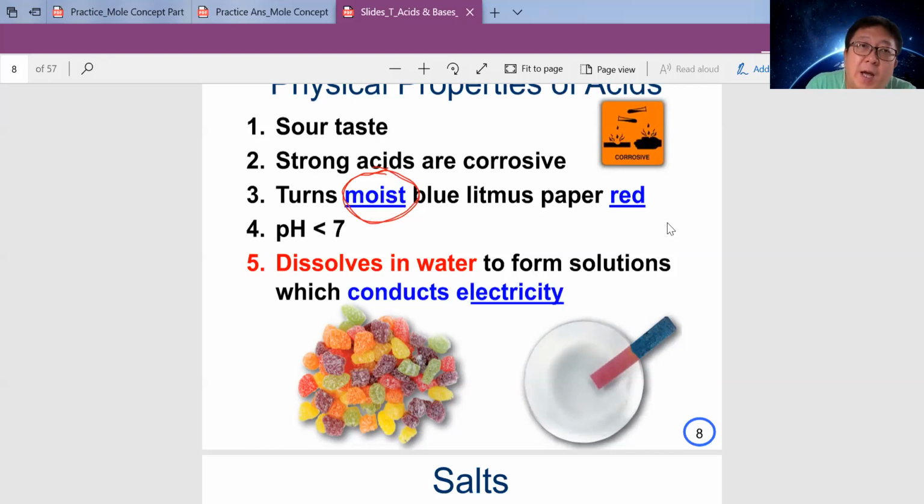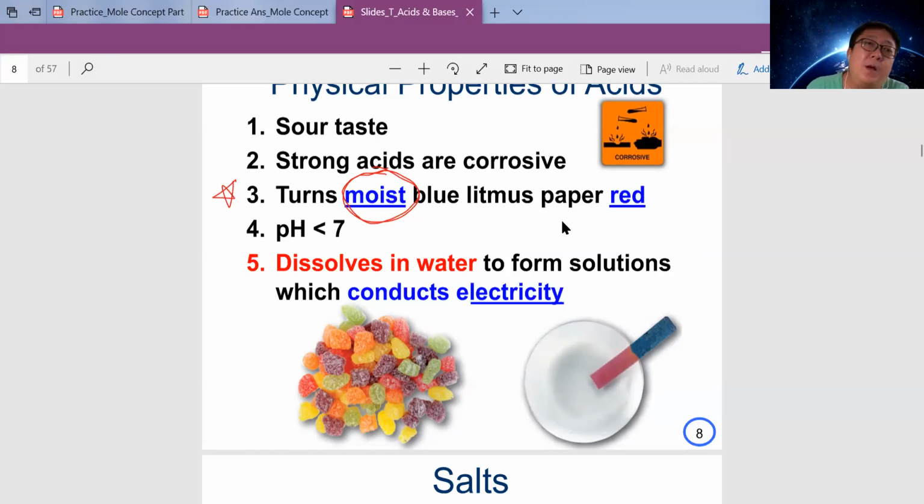During practical exam, I noticed that many students, when they confirm the identity of an acidic gas or compound or substance, always put down litmus paper turns from blue to red. They left out this word. You must remember the litmus paper must be wet before you can use it. If it's not wet, you cannot detect an acidic gas, unless your gas is also wet.